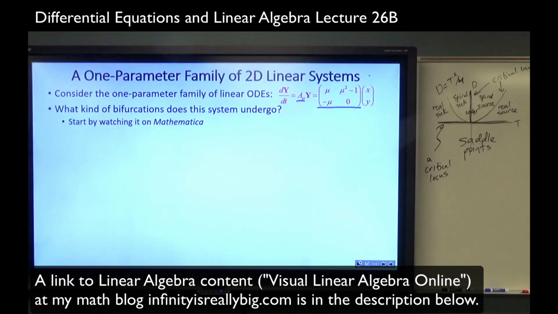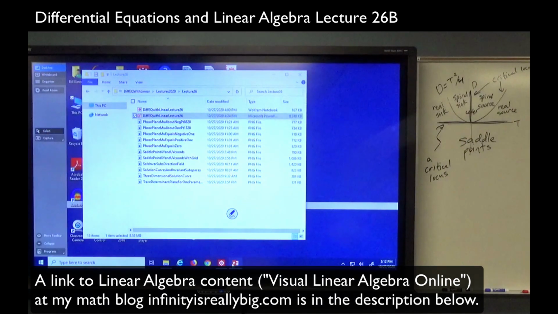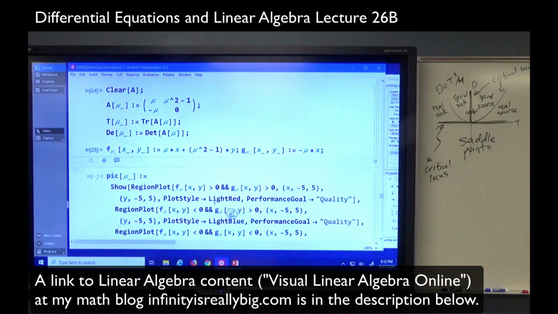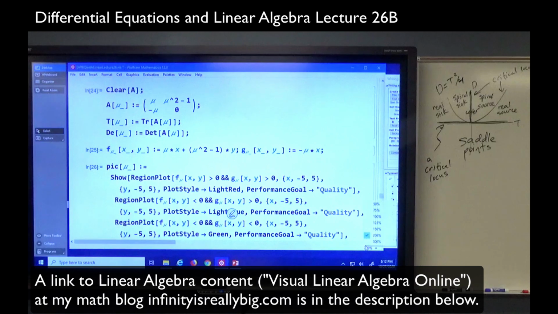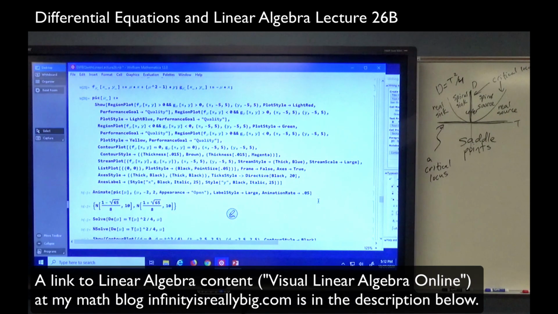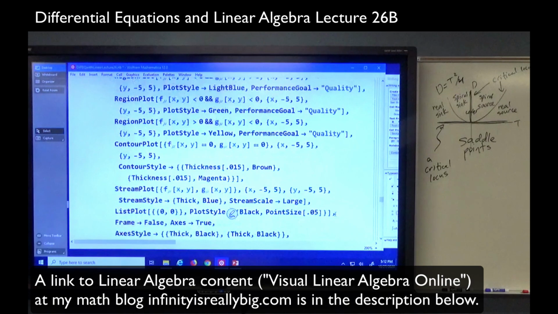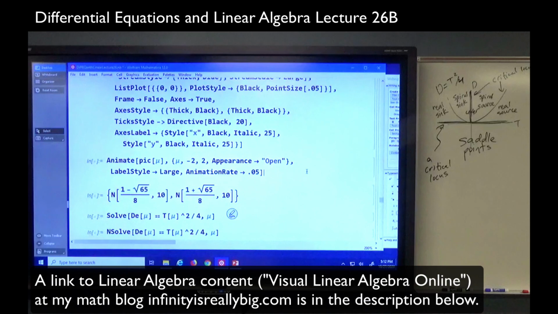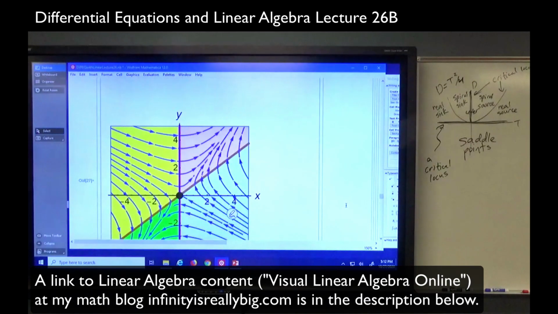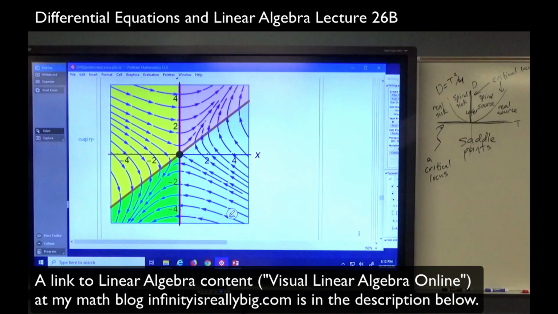Let's start by watching what happens on Mathematica. Just make observations of what we see. So I can enter all this stuff here. This pic code just makes pictures for different values of mu. I want to animate this. So here we go. This is what I want to observe, is the output of this code right here, as mu changes.